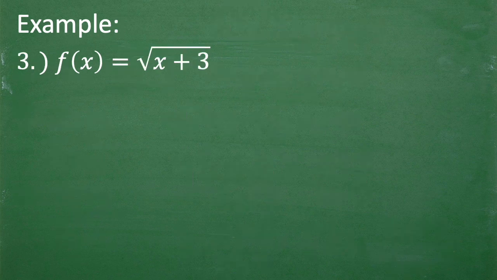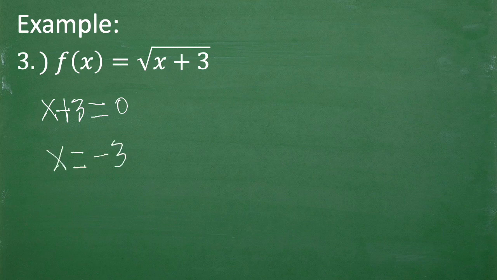Now let's have number 3. f of x equals the square root of x plus 3. By analyzing our function, this is a radical function, also known as a one-sided function. This one already has a restriction, so let's find that. The basic idea is to make the number inside the radicand 0. So we have x plus 3 equals 0, and then x becomes negative 3.